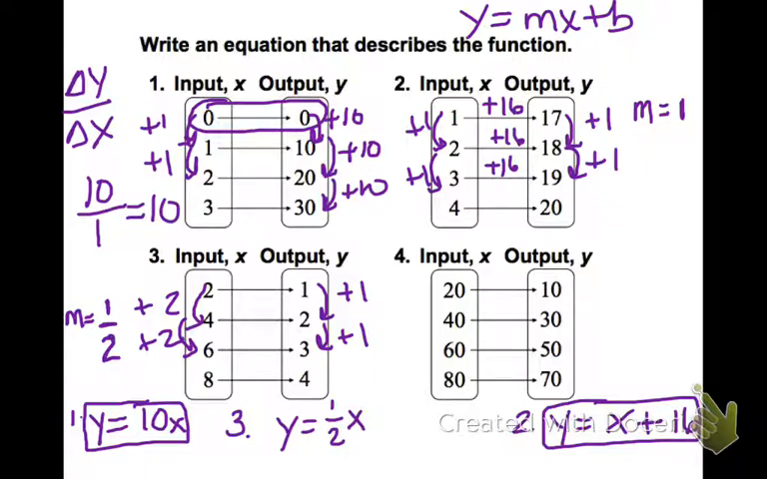So let's see if that works, or if we need to find something to add or subtract, or find what that y-intercept is. So 2 times half, or 2 divided by 2 is 1. 4 times half is 2. 6 times half is 3. And 8 times half is 4. So it actually works for our table of values. Finally, 4. So we're going up by 20.